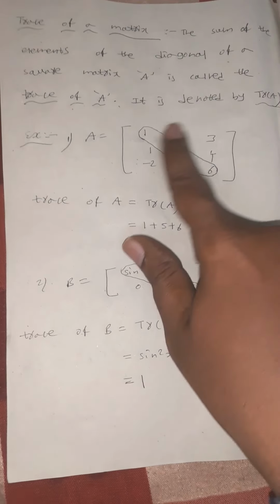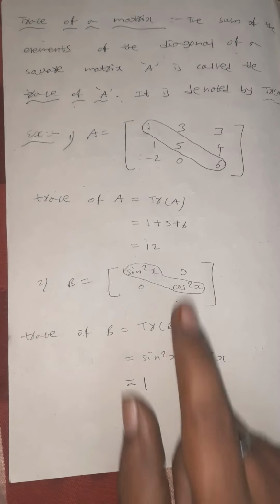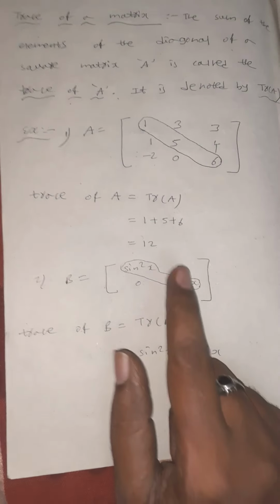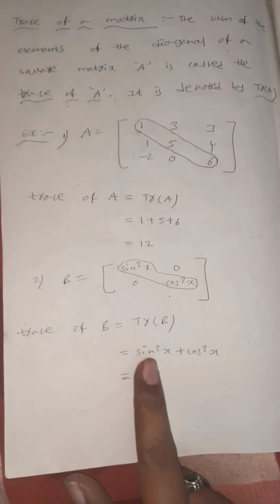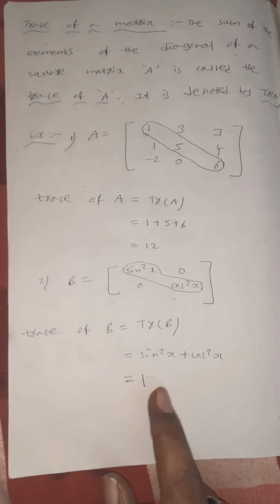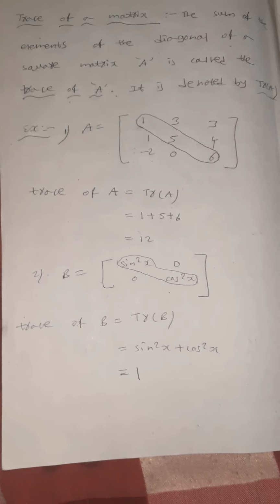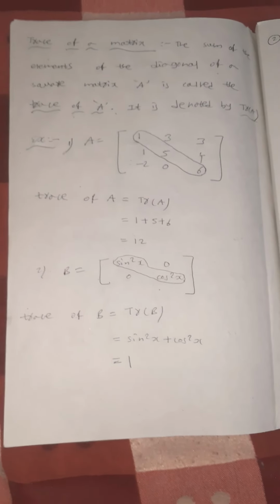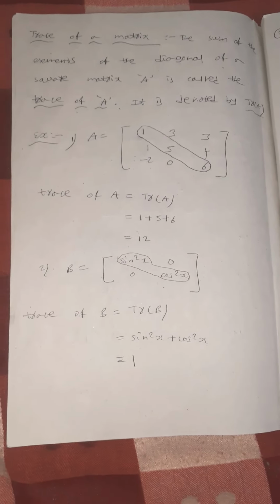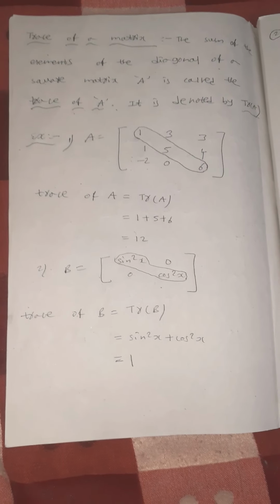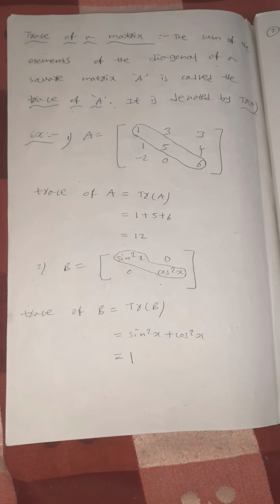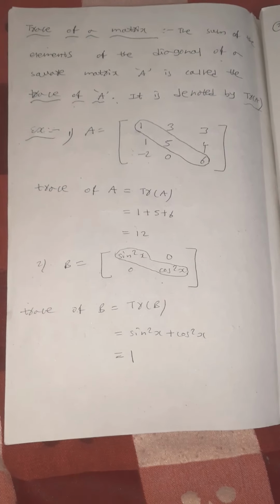So the trace of B is sin square x plus cos square x. We have trigonometry: sin square x plus cos square x is 1. In this way we will find the trace of a matrix. This is important: a very short answer, 2 marks question in your intermediate session.